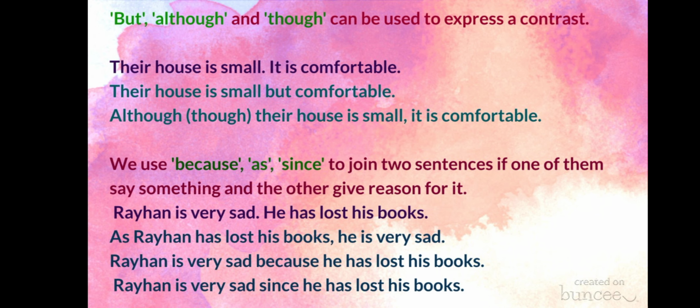Raihan is very sad. He has lost his books. Here, Raihan is very sad is a statement, and what is the reason for his sadness? The reason is that he has lost his books. Okay, so here we can use because, as, or since. So first we are using as. As Raihan has lost his books, he is very sad.